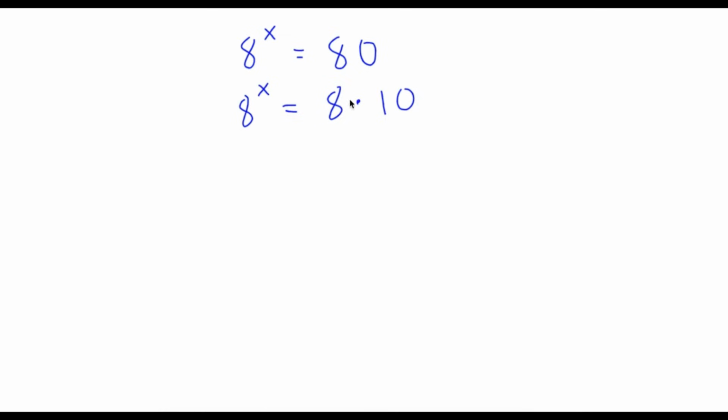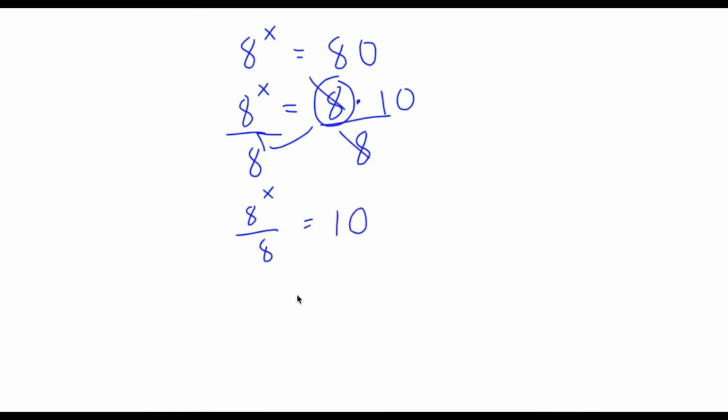Now notice how we have 8s on both sides. And what I want to do is move this 8 to our left-hand side. And the only way to do that is to divide both sides by 8. So if I divide both sides by 8, I get 8 to the power of x divided by 8 is equal to, these two cancel out, so I'm simply left with 10. Now this 8 here is the same thing as 8 to the power of 1, right?